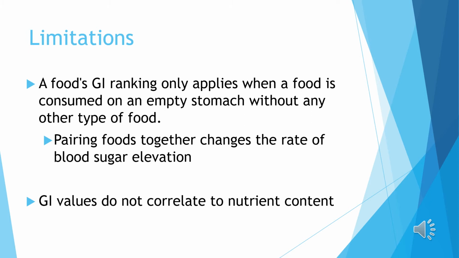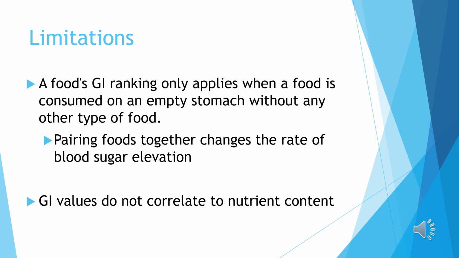In addition, the glycemic index doesn't take into account how much we're actually consuming. The GI value of a food is determined by giving people a serving of food that contains 50 grams of carbohydrate minus the fiber, then measuring the effect on their blood glucose levels over the next 2 hours.